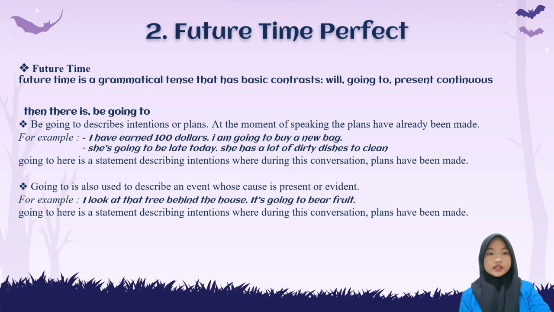Then there is be going to. Be going to describes intention or plans. At the moment of speaking, the plans have already been made. For example, I have earned $100, I'm going to buy a new bag.